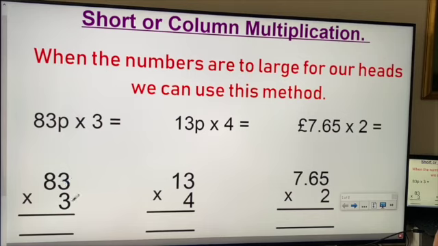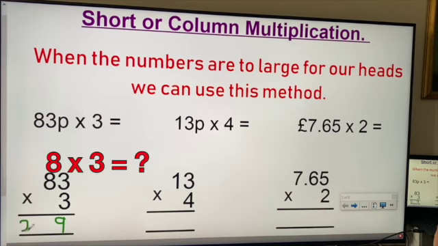83 times 3. We start off by doing 3 times 3. So 3 3s are 9. Write the 9 here. Then we move to 3 times 8. 8 3s are 27. I put the 2 in the hundreds column, the 7 in the tens column. I make sure that I always line up the numbers in the proper place value columns, hundreds, tens, and ones. Let's go to this one.